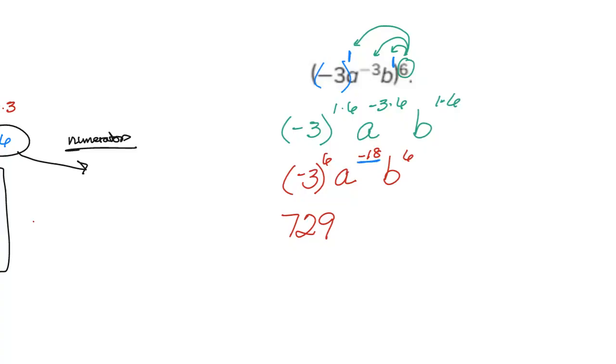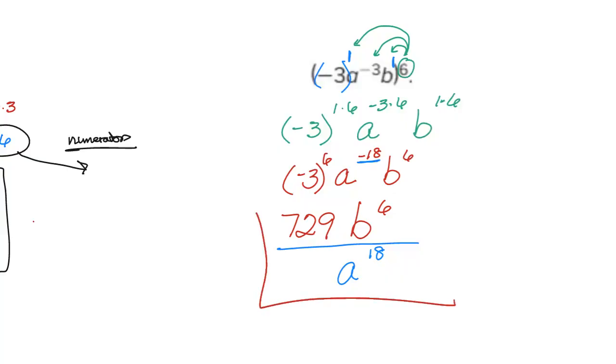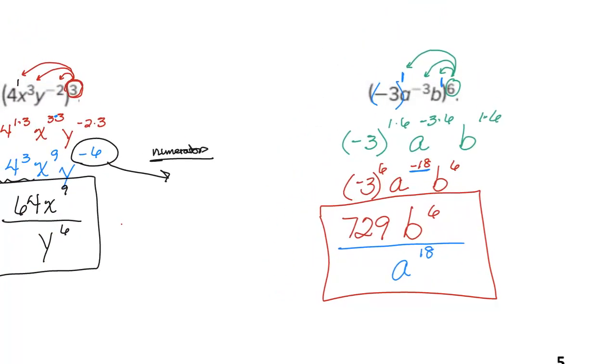All right, a to the negative 18th power. It's a negative exponent. It doesn't like being in the numerator. So put it down in the denominator and remove the negative sign. It's happier on the bottom bunk. Think of it that way. And then the last one, b to the 6th. It's not a negative exponent. It likes being where it is. And that is the answer for that problem.